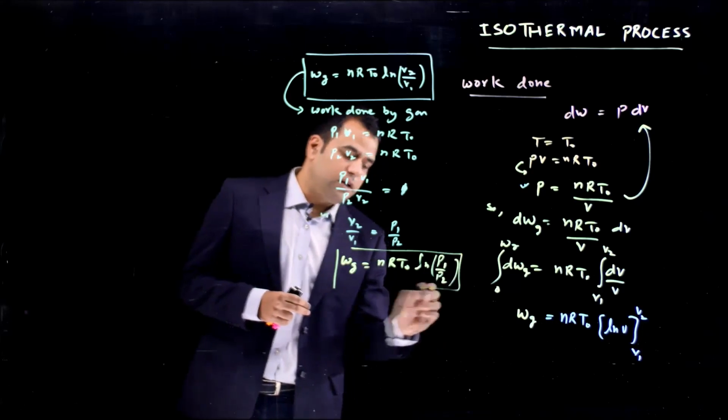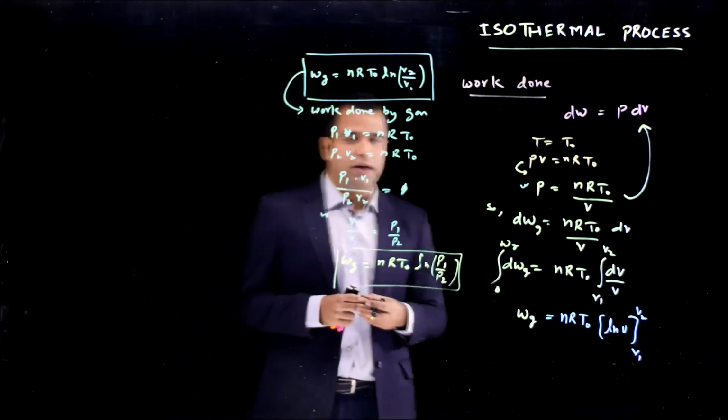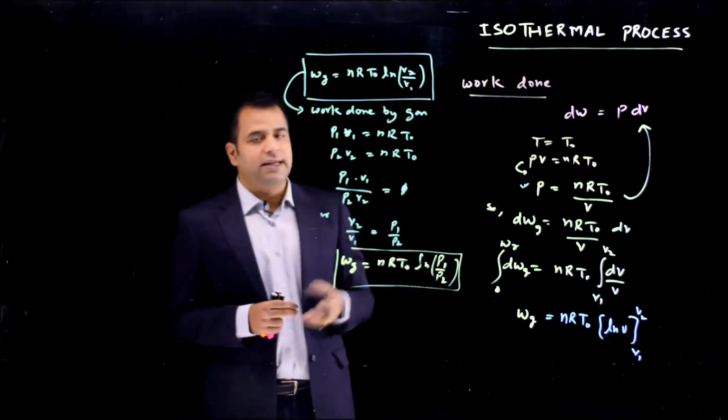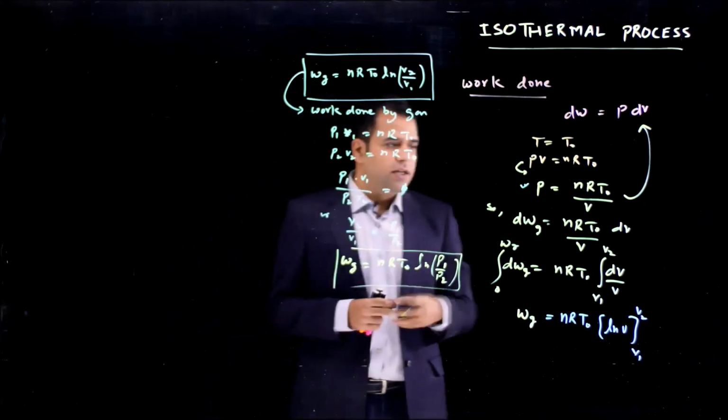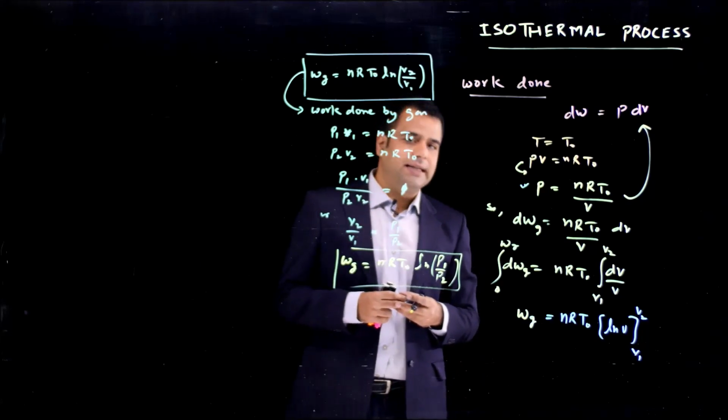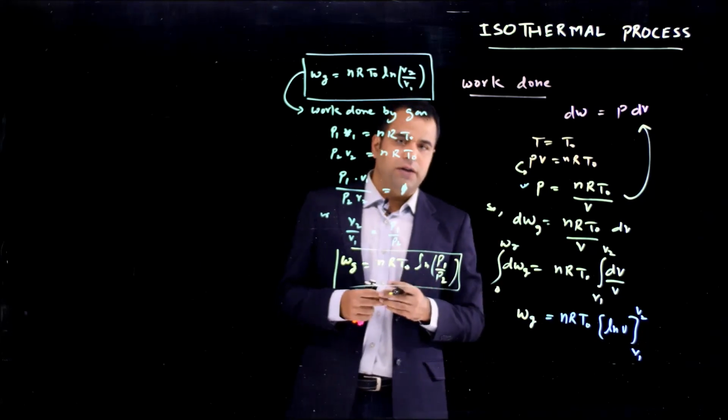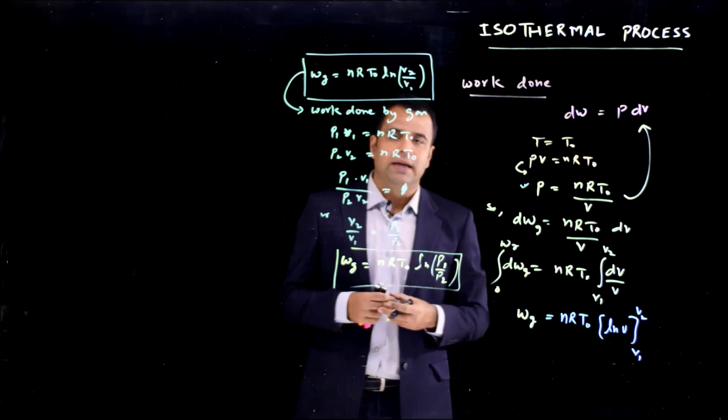So now I have a single formula for calculating the work done by gas, but one in terms of volume change and the other in terms of pressure change. Okay, so this is our work done by the gas formula in case of an isothermal process. Now let's go for calculating the internal energy.